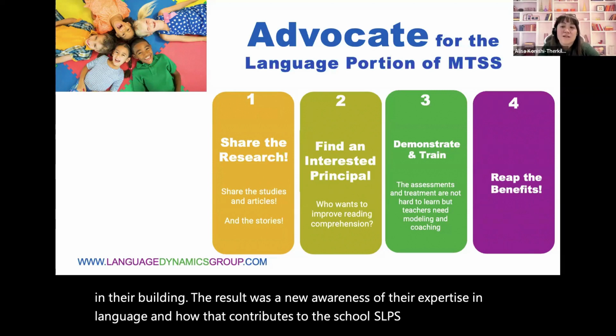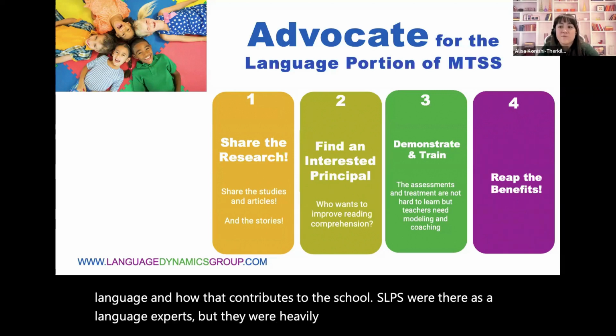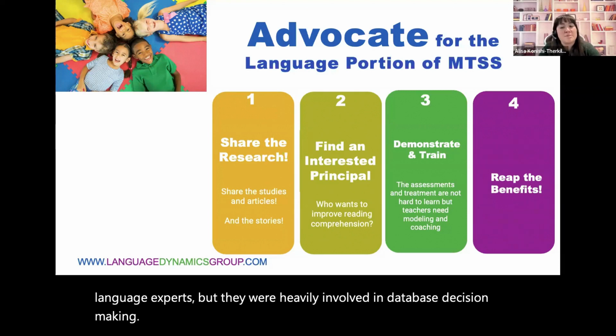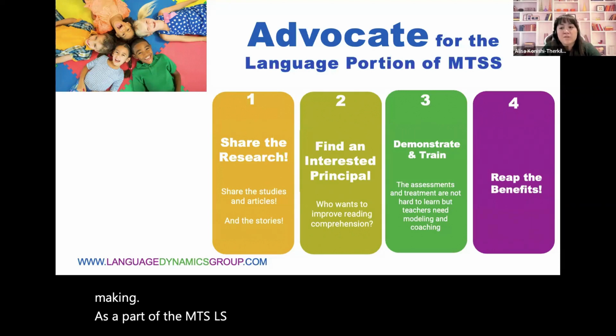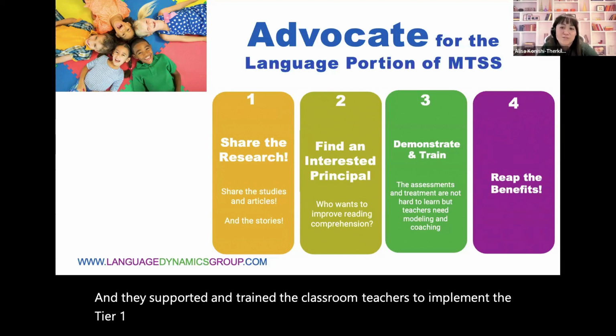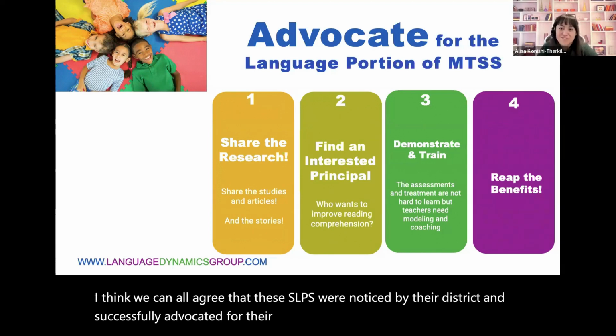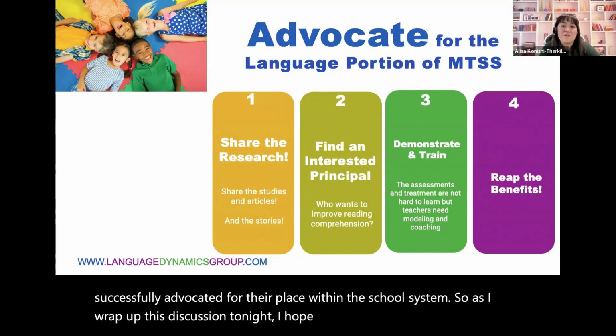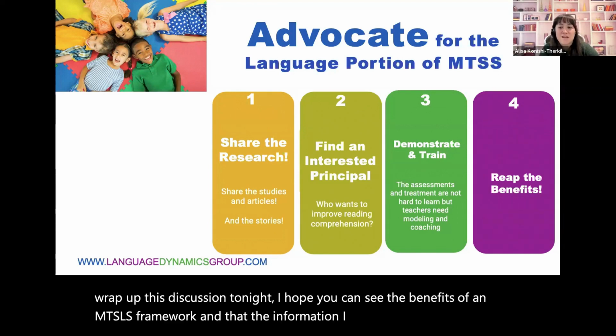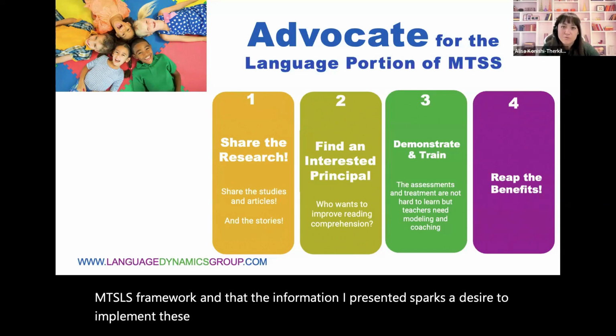SLPs were there as the language experts, but they were heavily involved in data-based decision making as a part of the MTSLS team. They also supported the Tier 2 interventionists, and they supported and trained the classroom teachers to implement the Tier 1 classroom interventions. I think we can all agree that these SLPs were noticed by their district and successfully advocated for their place within the school system. So as I wrap up this discussion tonight, I hope you can see the benefits of an MTSLS framework and that the information I presented sparks a desire to implement these practices within your own school.